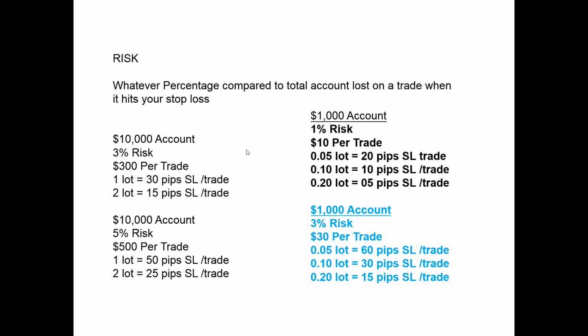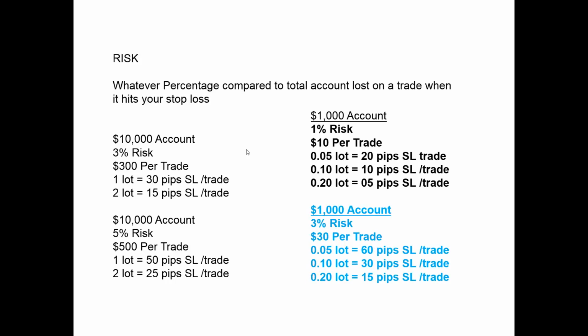Okay, these are just guidelines, guys. You can do your own risk management and all that. Just quick guidelines. Real quick, I'm going to run them down. I don't like numbers either, but let's run them down. A $10,000 account, if you take 5% risk per trade, that's $500 per trade. If you do a one lot order, you're only going to be able to have a 50 pip stop loss. If you do a two lot order, 5% risk on a $10,000 account, you're only going to be able to have a 25 pip stop loss.